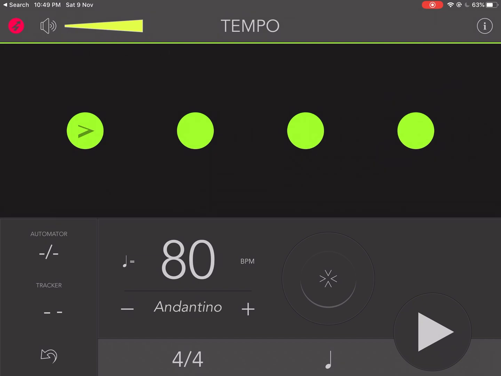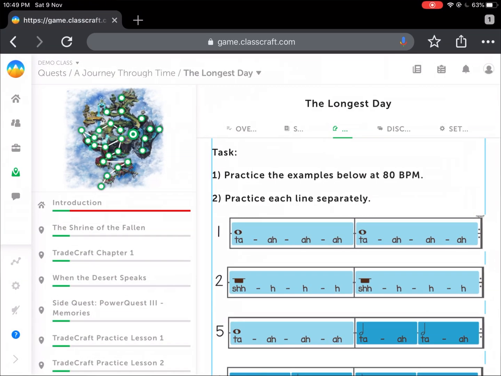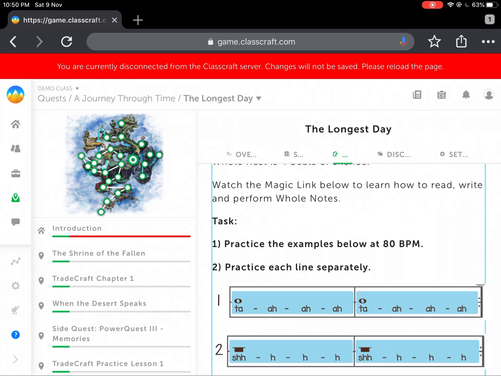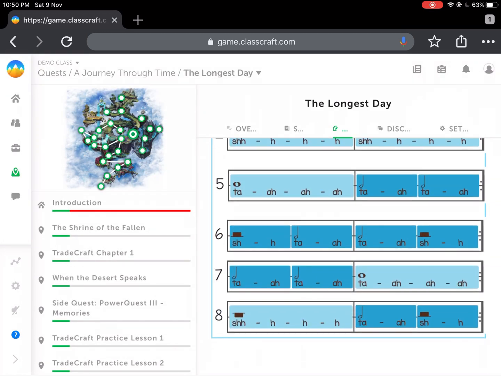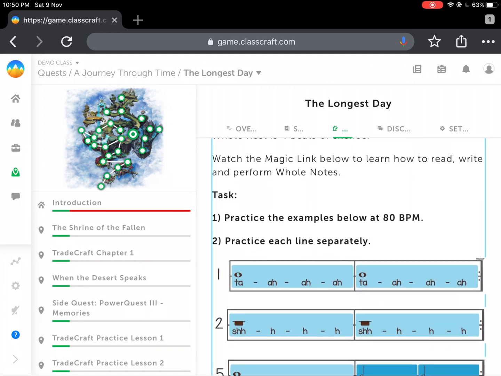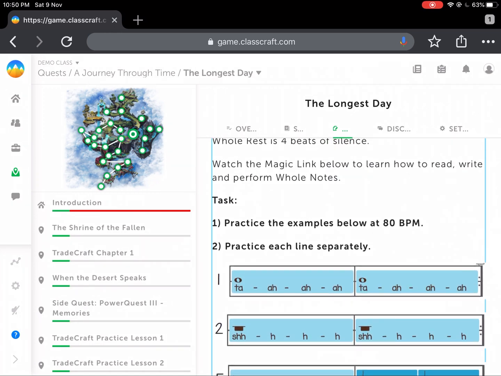Alright, so if you understood this, more or less, you will have an idea of how to perform the whole rest and the whole note. There are some examples out here. You will notice them. I've put about a couple of them here. Do all of them, 1, 2, 5, 6, 7, and 8. And then you can go on to the tradecraft practice sheets, which will help you get better at this. And probably once we finish with this and you start to face the dark mage, which is one of the advanced levels in a journey through time, we will go through some of the other parts of a staff.